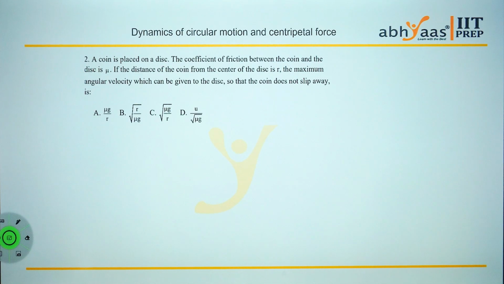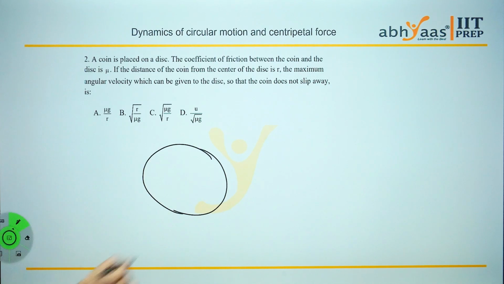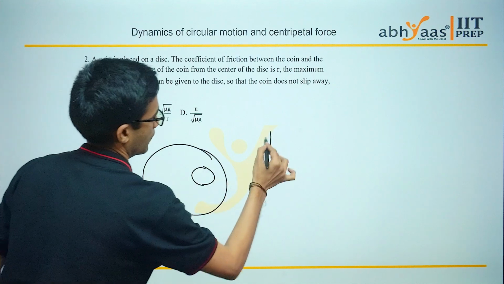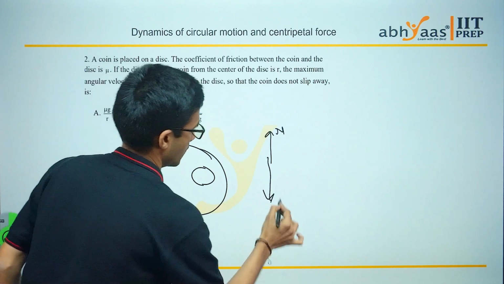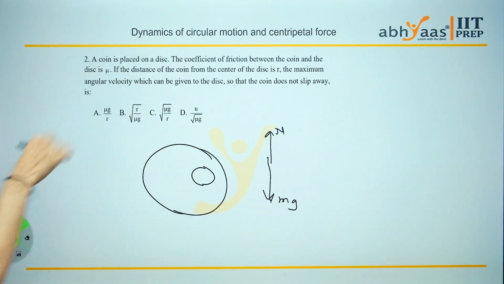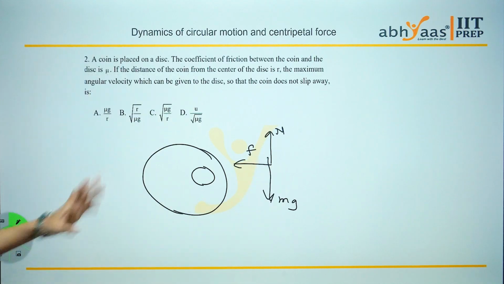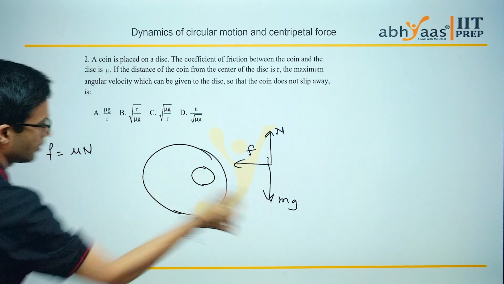Okay. So next one is a coin placed on the disc. There is a coin placed on the disc, somewhere like this. Because of placing the coin, we have a normal reaction that is upwards, and the weight is also there, that is downwards. And it is rotating, right? Because of that, there is a friction. We know that the friction F is equal to mu N. But what is N? N equal to mg.